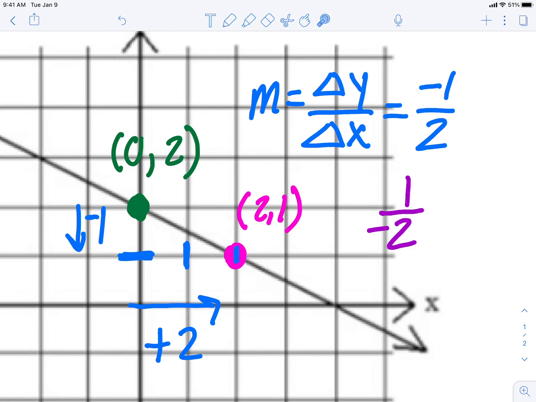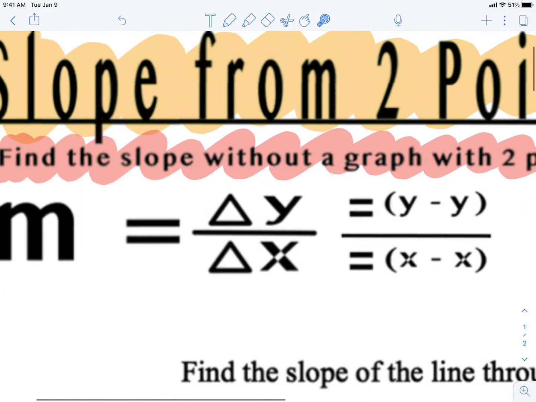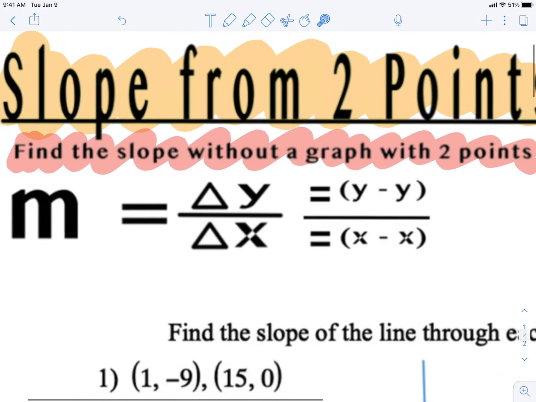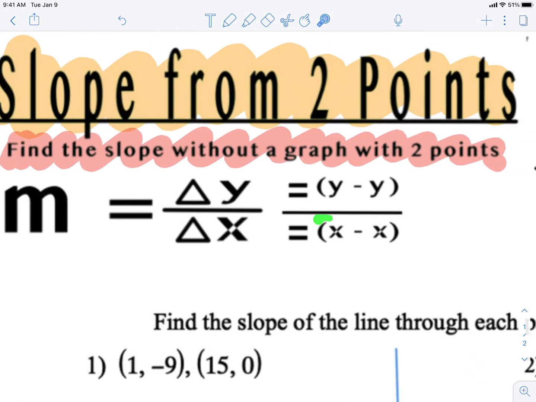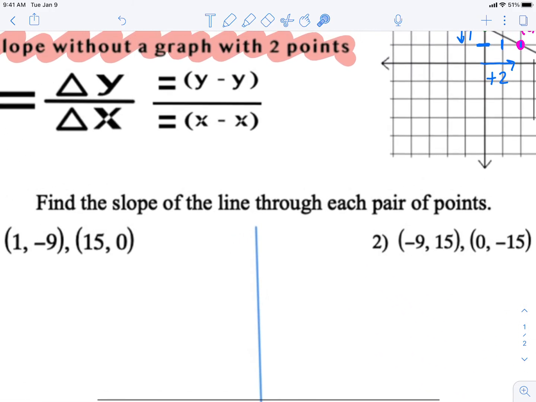So that's the relationship. If we take the y's and subtract them, we get the top number. If we take the x's and subtract them, we get the bottom number. And that right there, kiddos, is our formula. If we subtract the two y's, we get the y part, delta y. If we subtract the two x's, we get the bottom part of the fraction of the slope. So let's take a look at the examples.